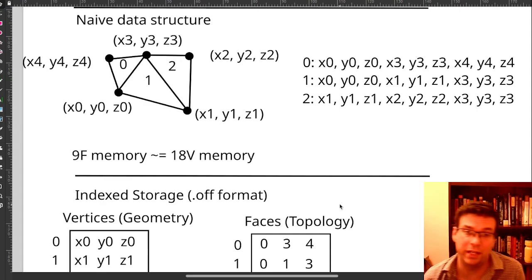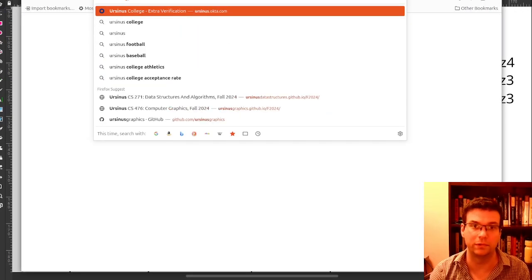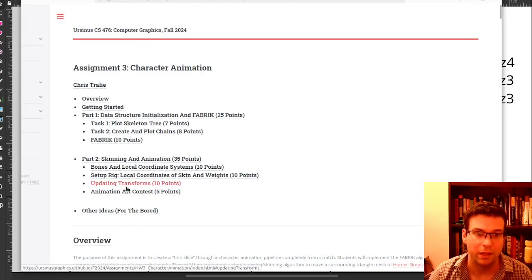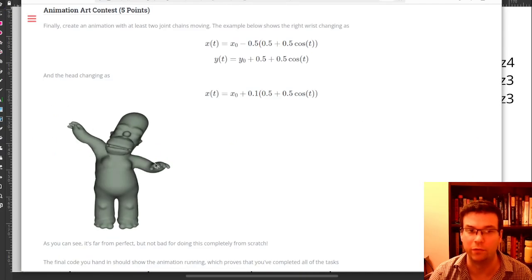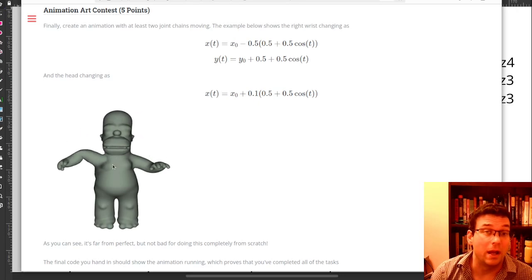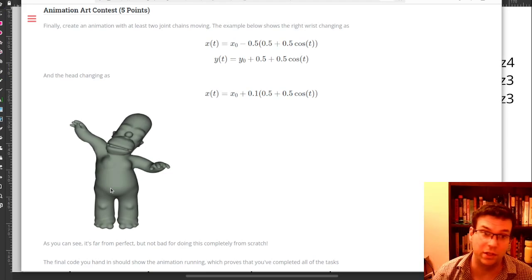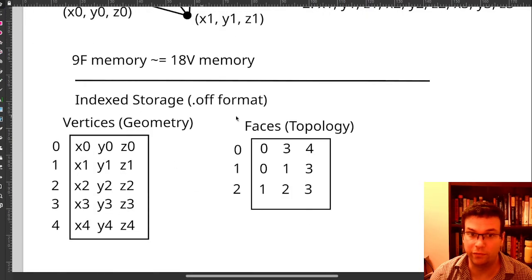And this is a really good data structure if you want to be changing the vertices continuously, but you don't need to change the faces. So a great example of this would be if I go to our graphics website and I go to our assignment 3, and you look at this Homer mesh that I was animating after I skinned it and rigged it. I don't need to change any of the triangles to make Homer move. I just need to update the position of the vertices. So that's one of the advantages of decoupling the geometry from the topology.